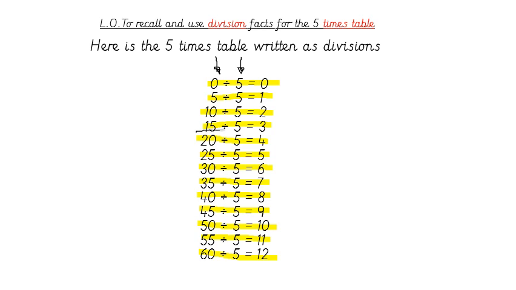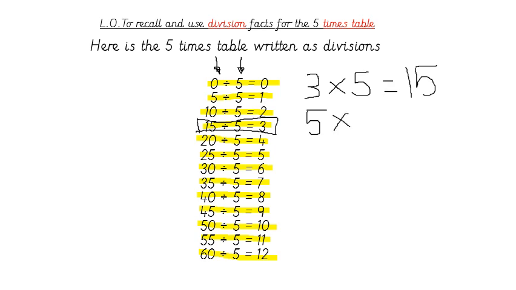So, for example, if we take this one, 15 divided by 5 is 3, we can turn that around and make it multiplication. So we can make it 3 times 5 equals, what number have we used? We used that one, and the answer is 15. Okay, we can also change it around to 5 times 3 is 15.